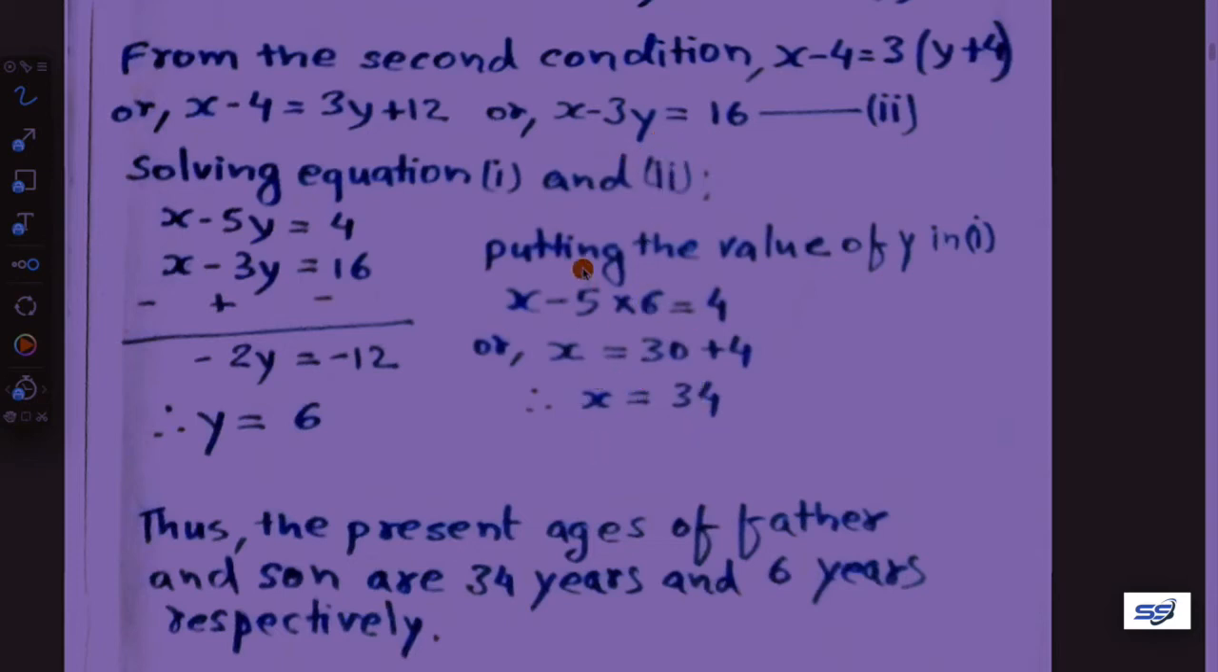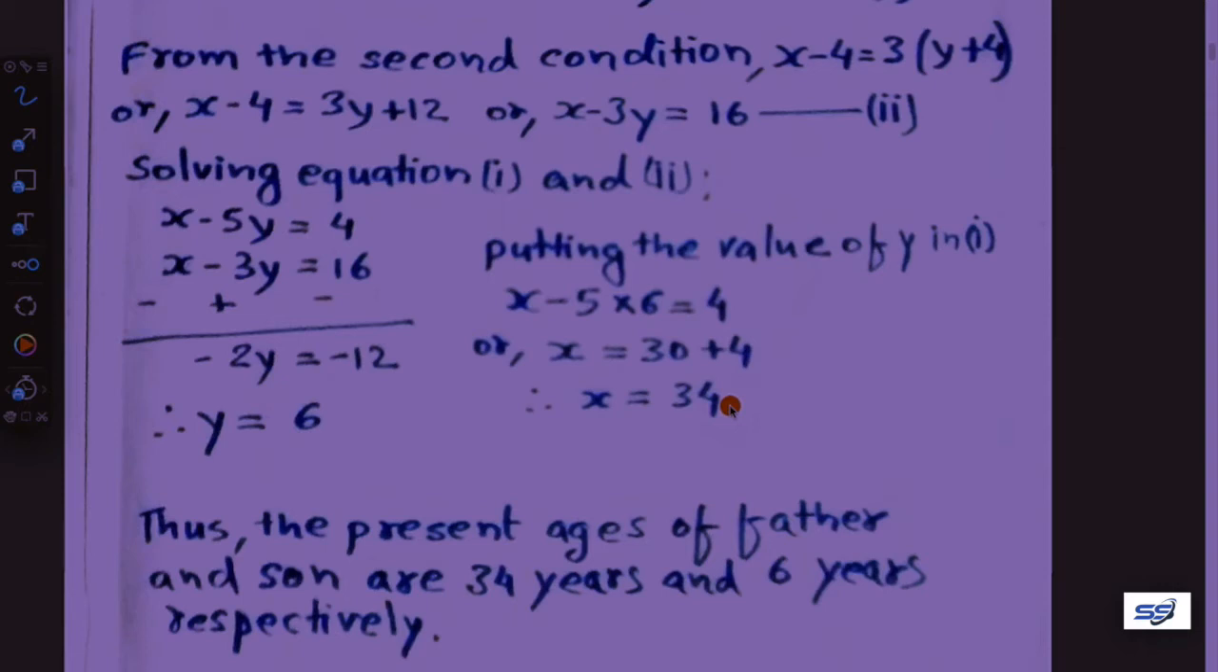As we see here, putting the value of y in equation 1, x minus 5 into 6 equals 4. Here 5y means 5 into 6, since the value of y is 6. So x equals 5 into 6, 30. Now the side is changed, 30 plus 4. Therefore x equals 34.